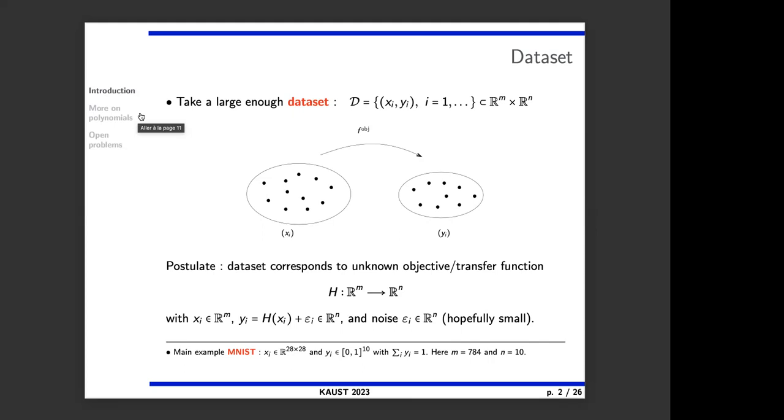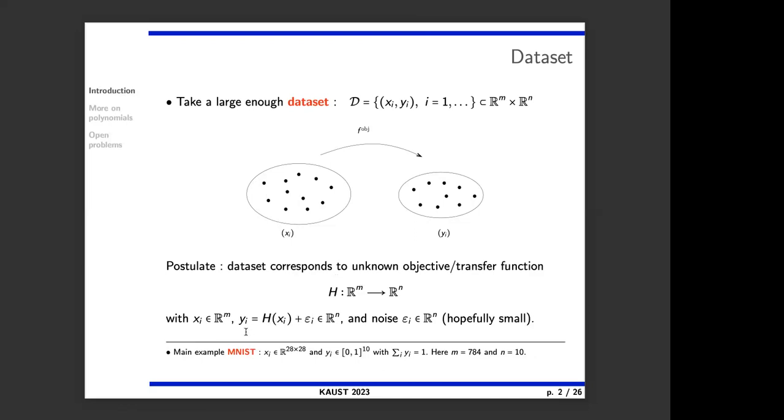Okay, so the introduction. The framework of this research is the classical one, where we have a data set, and in this data set there are inputs called xi and outputs called yi, and we have a transfer function f, or f objective. Sometimes I call it h or capital H. It is the same function. And the point is that there is this transfer function, and we try to reproduce in the computer this transfer function between the inputs and the outputs.